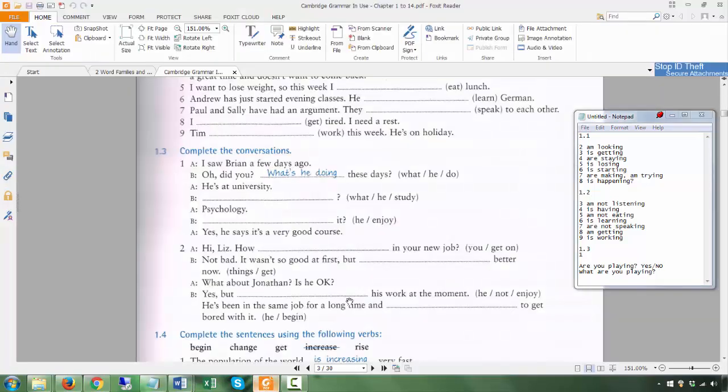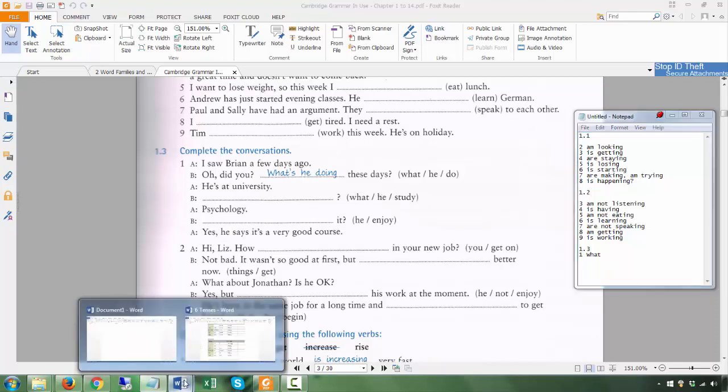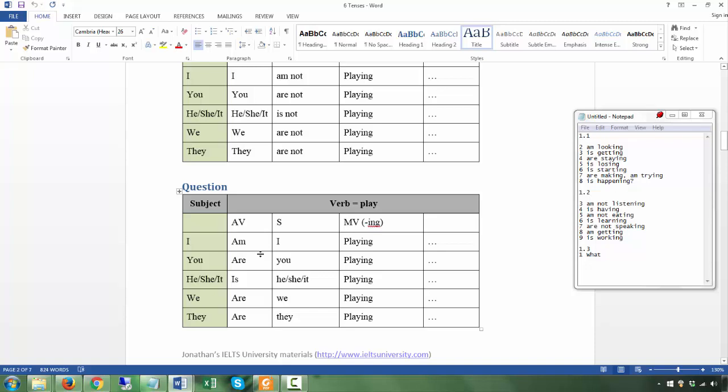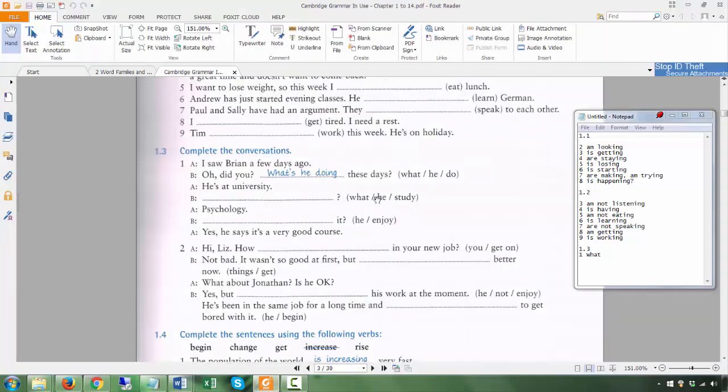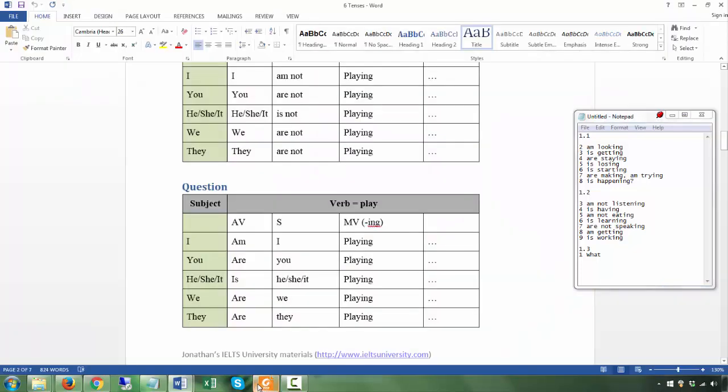So for this one, it's going to be a WH question. So it's what, and then the be verb. You know that the subject is he here, so what is he studying? A question, right?